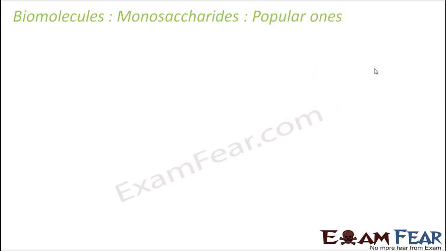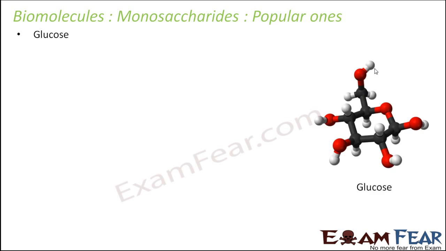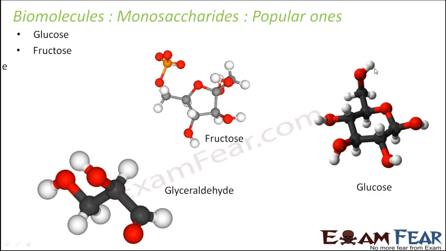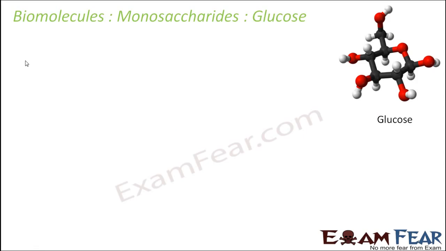So now we'll look at some of the popular monosaccharides. We will look at their structure, and some of the important properties associated with them. Some of the important monosaccharides would be glucose, fructose, glyceraldehyde. These are some of the very popular monosaccharides. We'll look at their important properties, what their structure looks like, and how they are formed. We'll start our discussion with glucose.